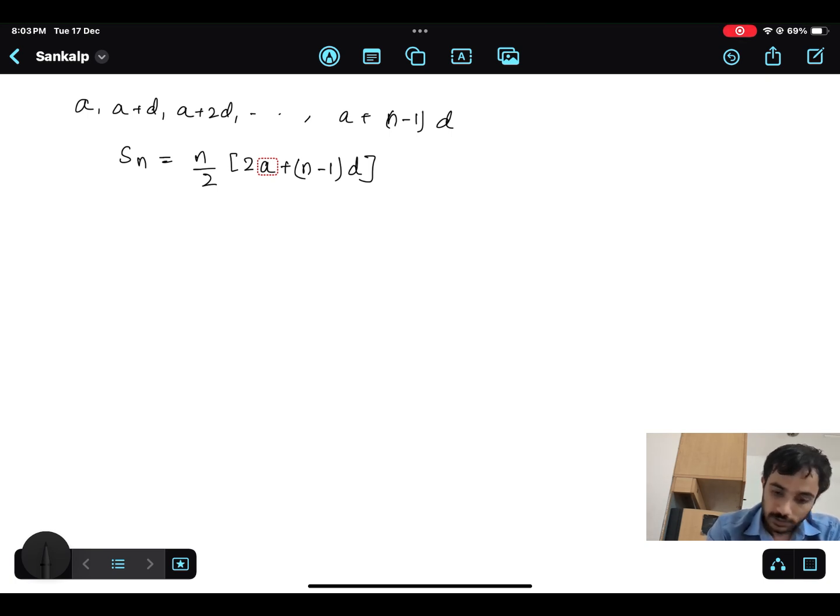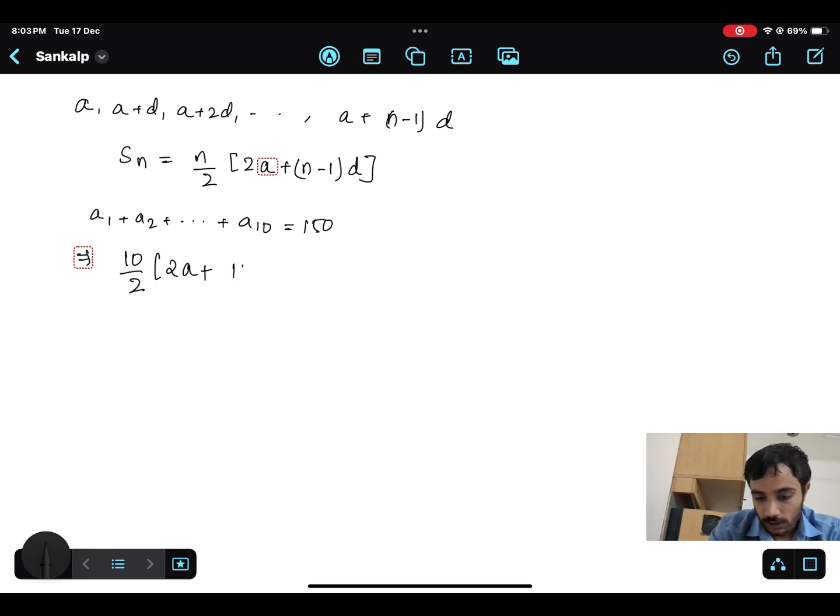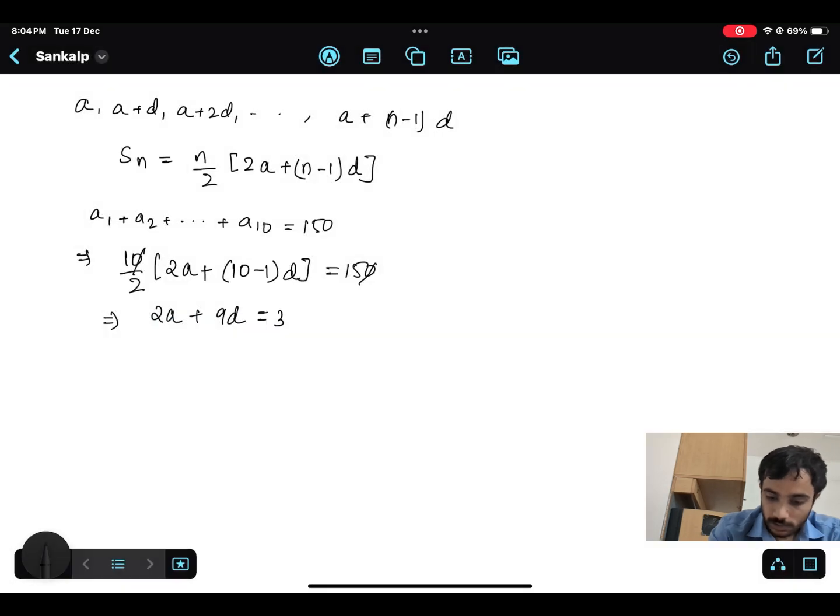We are given that the sum of the first 10 terms, which let us say a1 plus a2 plus up to a10, is 150. So the sum of the first 10 terms will be n by 2, where the number of terms is 10. So 10 by 2 into 2a plus 10 minus 1 into d, which is given as 150. So we'll get 2a plus 9d as 30. This will be our first equation.